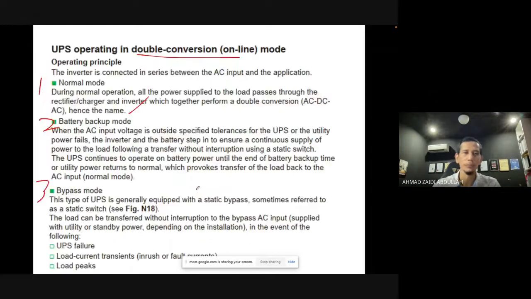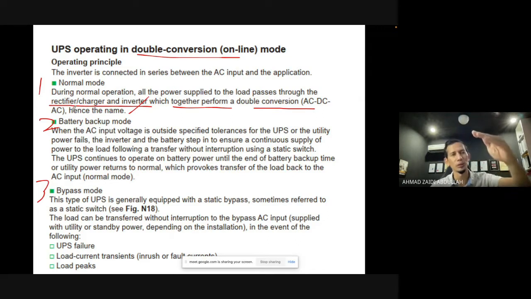And then during battery backup, all power supply to the load passes through the charger and inverter, which together perform double conversion, AC to DC, DC to AC. Just now it came into the solar charger, AC to DC. This is the solar charger, the battery charger. And then from that, DC to AC from the inverter. So the inverter converts back to AC.